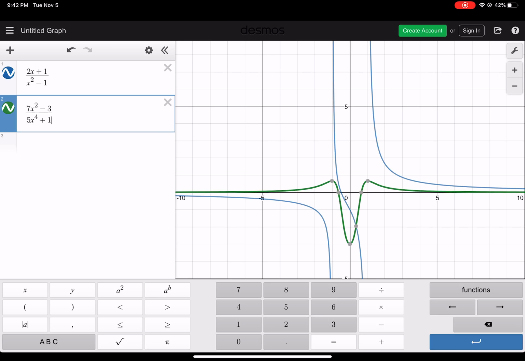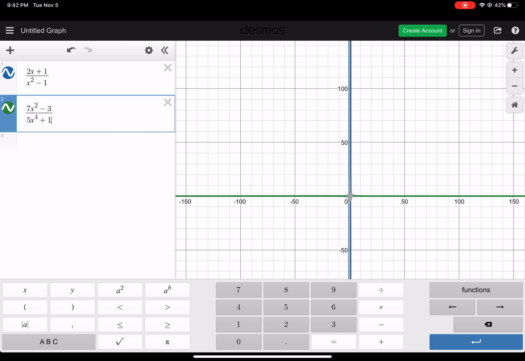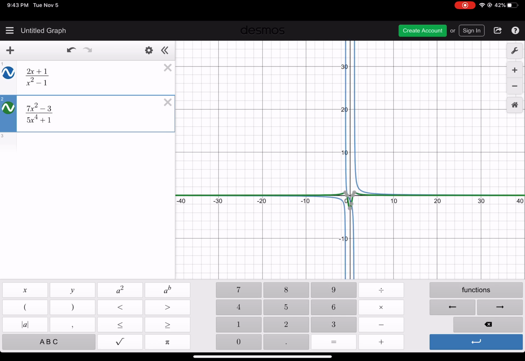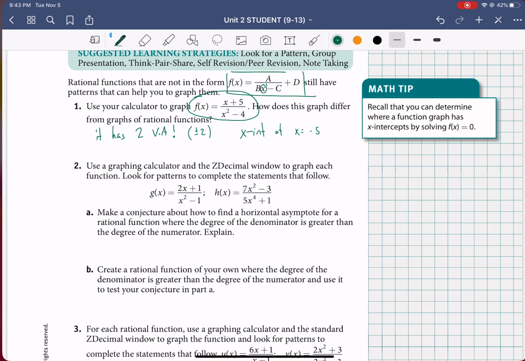So we're looking for patterns to complete the statements below. We want to make a conjecture about how to find the horizontal asymptote for a rational function where the degree of the denominator, aka the bottom, is greater than the degree of the numerator. So let's zoom out and see if these things have anything in common. We're zooming out, zooming out. So even though the middle of the graph looks weird, both of them still have a horizontal asymptote at y equals 0. But when we zoom in, the middles look very different. So let's go back to our notes.